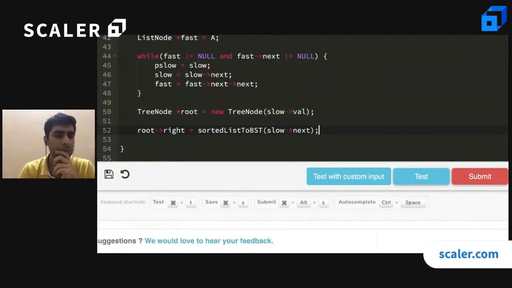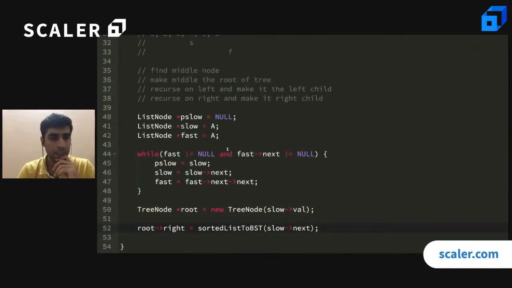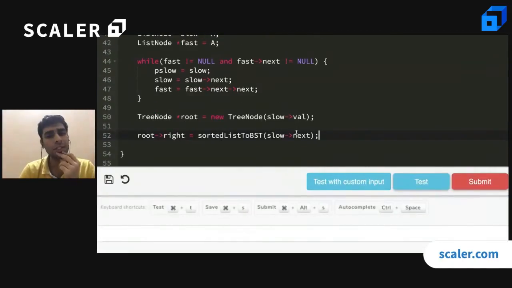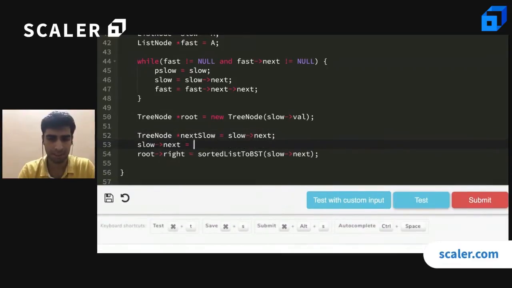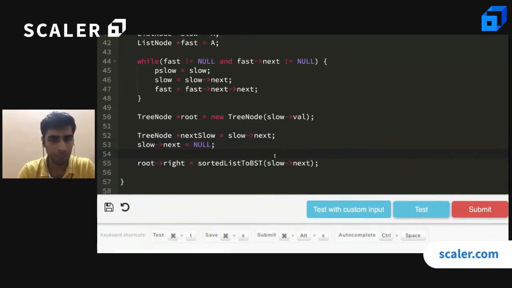Then what can I do? I have found that. Now I have to somehow delete that, right? I need to ensure that the deletion is also done. So this thing will create my right child. Next is equal to null. So now I can do that. So basically I divided my tree. And then I recursed on that side.